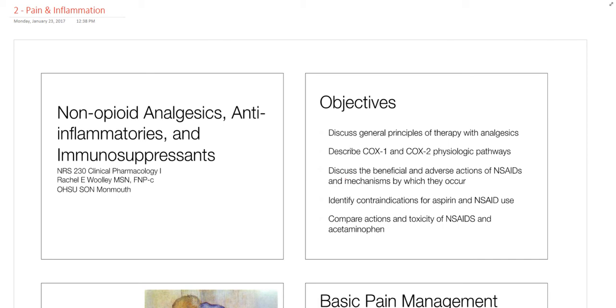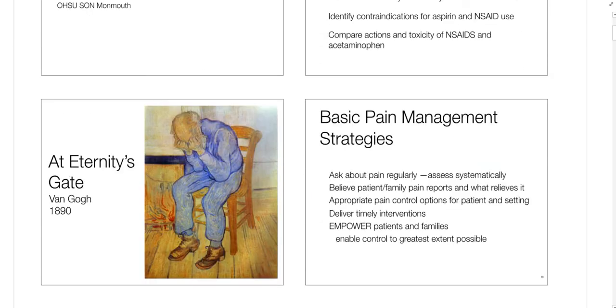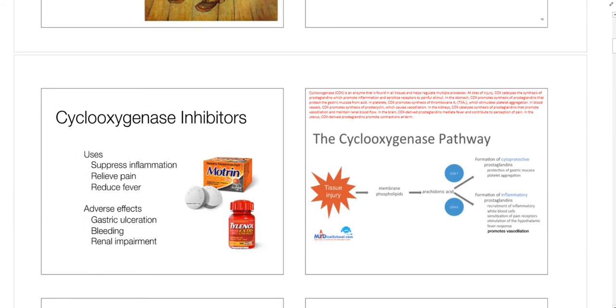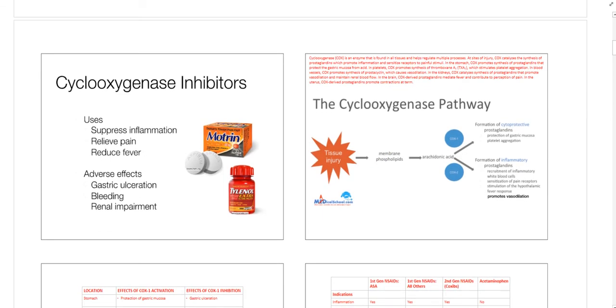Alrighty, Pharm Week 2, Pain and Inflammation. Alrighty, so basic pain management strategies, those are pretty straightforward. So, cyclooxygenase inhibitors. So these are very common.